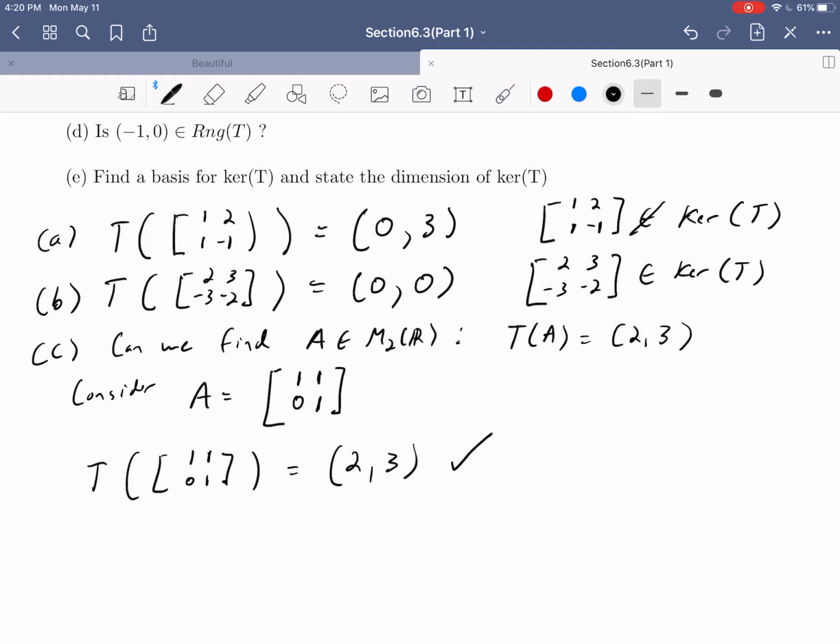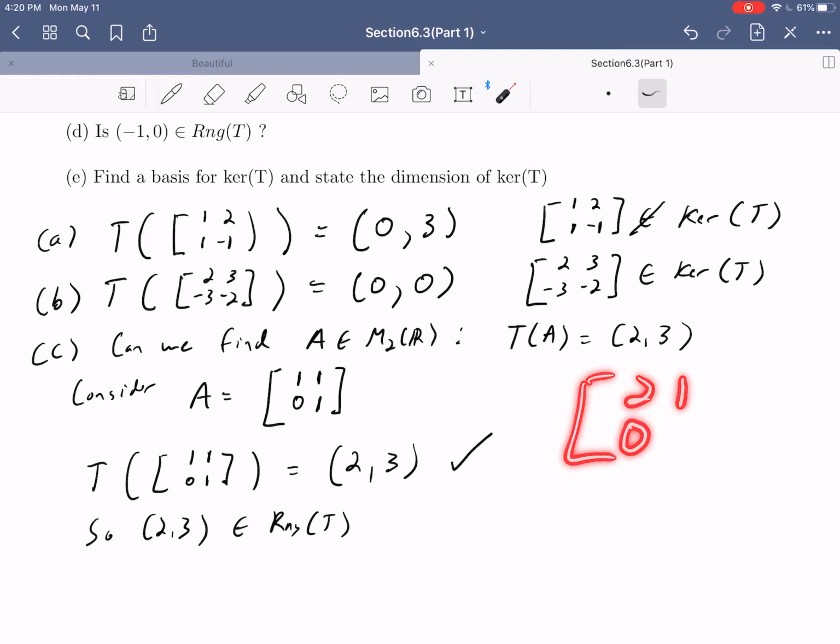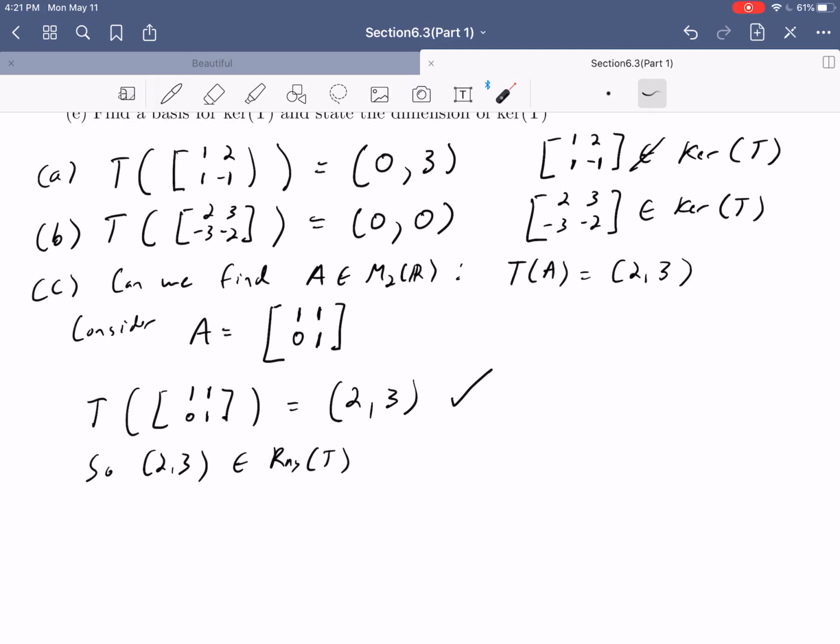So that tells me 2, 3 is in the range. So 2, 3 is an element of the range of T. Is that the only matrix that gets mapped to 2, 3? Absolutely not, right? I could have done something like 2, 1, 0, 0. That guy would have a trace of 2 and a sum of 3. So there's plenty of choices. All we needed to do was to make sure that there was at least one choice, and that assures us that this element, this 2, 3, really is in the range.